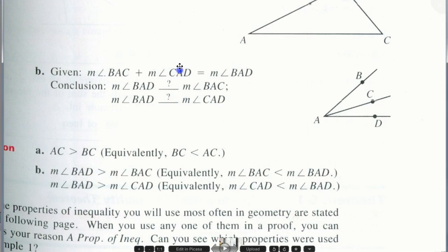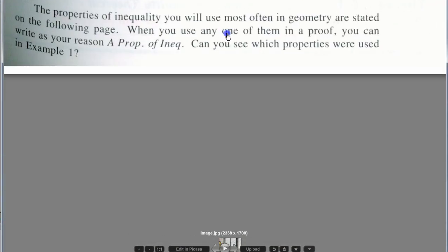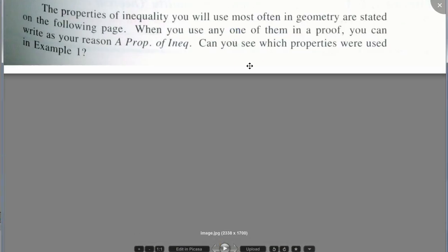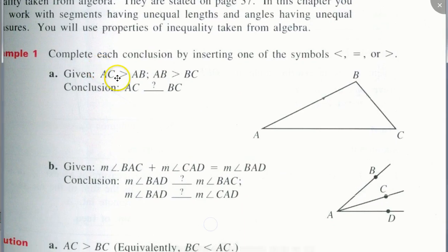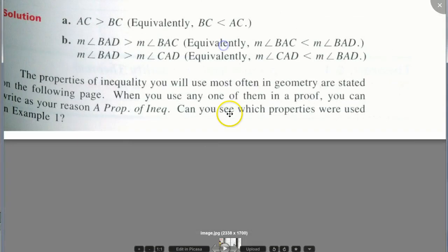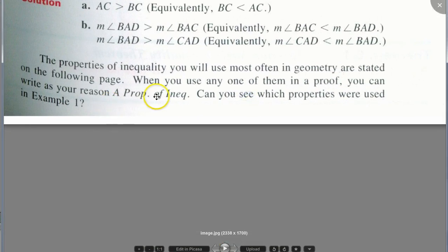So now, who wants to read for us what we're going with these? Okay, the properties of inequalities. Samantha, go ahead. The properties of inequality you will use most often in geometry are stated on the following page. When you use any one of them in a proof, you can write as your reason a property of inequality. Can you see which properties were used in example 1? Okay, so take a look at example 1. This was the example we just did. Think about which property we used. And they said you could just write a property of inequality.